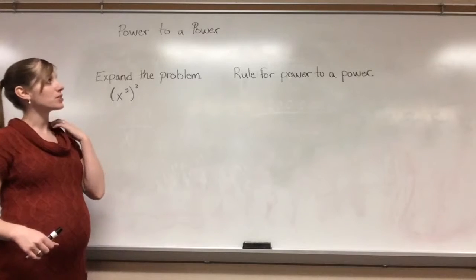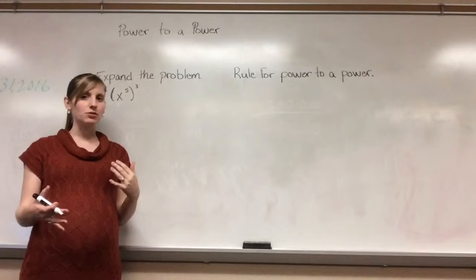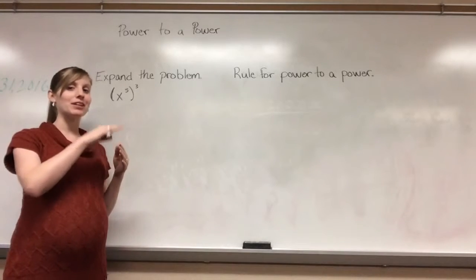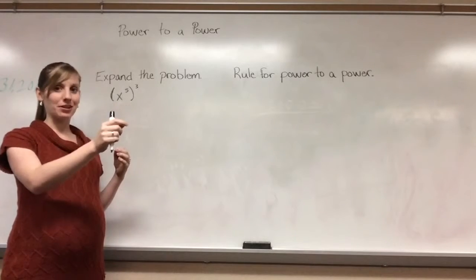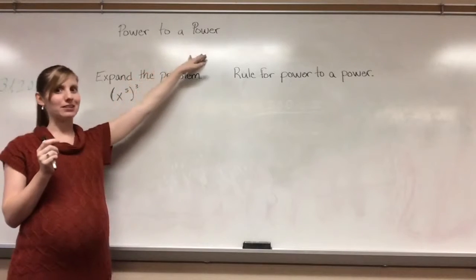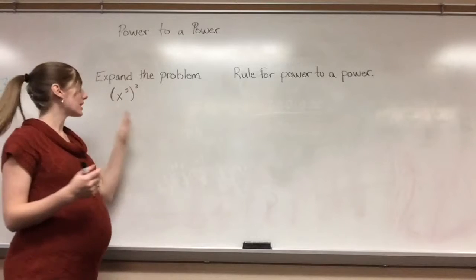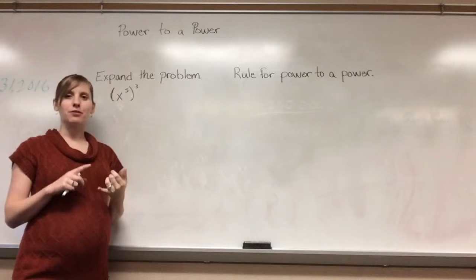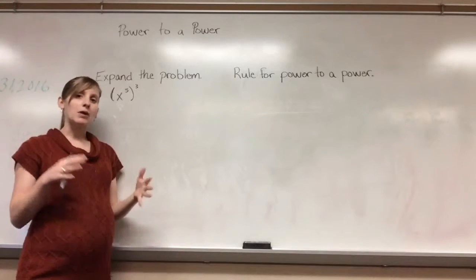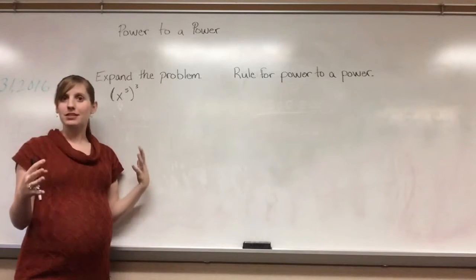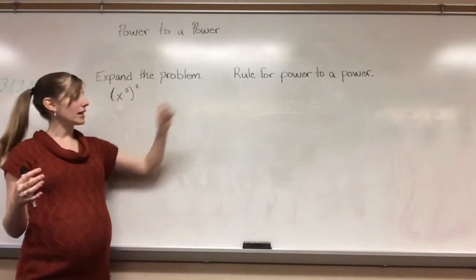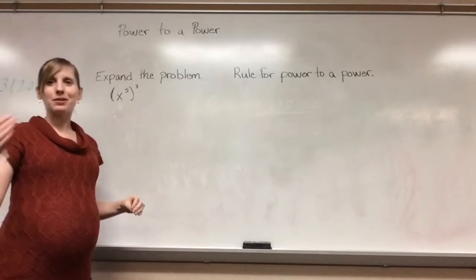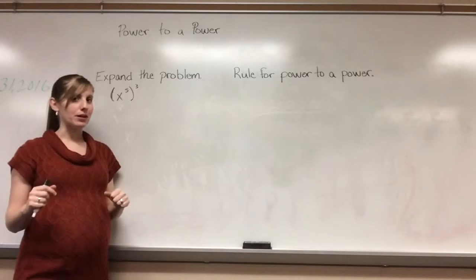So power to a power just means that you have something that's raised to an exponent, but then you're raising it to another exponent. So something raised to a power and then raising that to another power, hence the name power to a power. Okay, so what we're going to do is take a look at an example together. We're going to expand the problem, a lot like what we did for multiplying and dividing exponents. And once we expand the problem, we'll actually be able to see what's happening a little bit better, and that'll help us come up with a rule for power to a power. That way we don't have to expand every single problem that we come across.